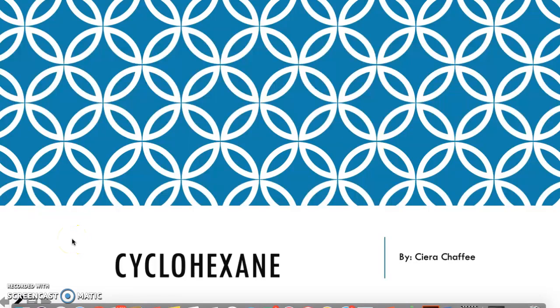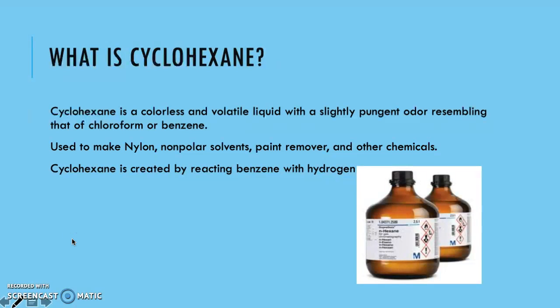Hi, today I'll be talking about cyclohexane. What is cyclohexane? Cyclohexane is a colorless and volatile liquid with a slightly pungent odor resembling that of chloroform or benzene. It is used to make nylon, nonpolar solvents, paint remover, and other chemicals. Cyclohexane is created by reacting benzene and hydrogen together.